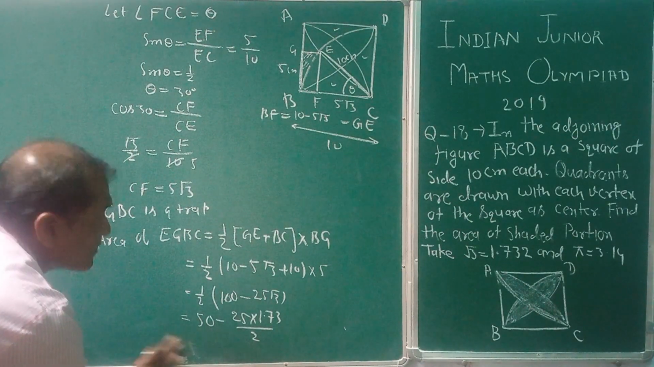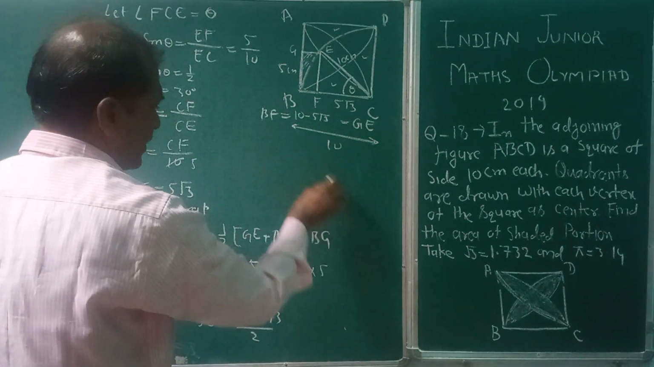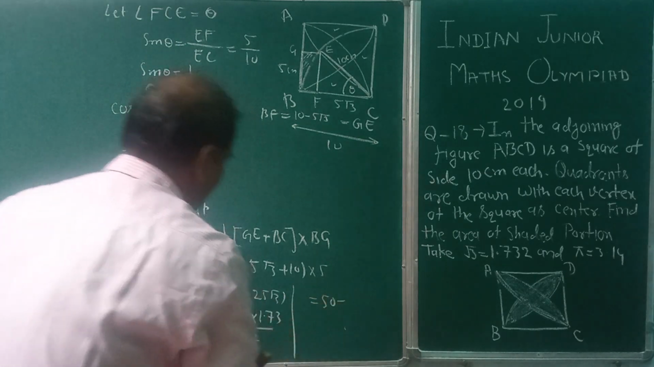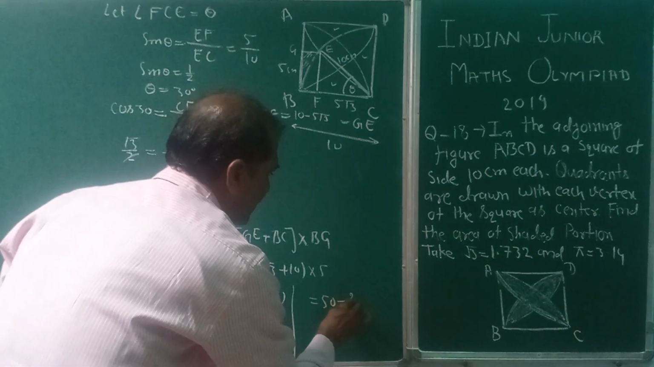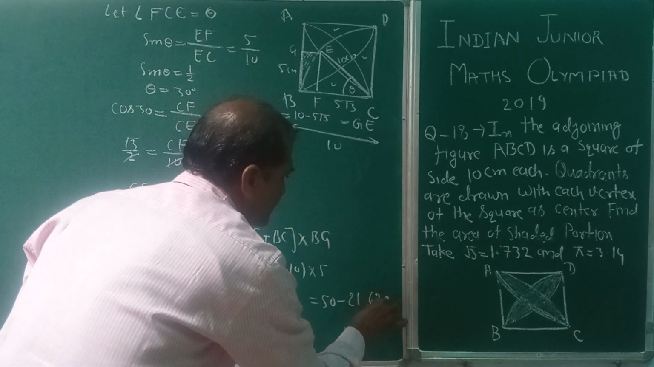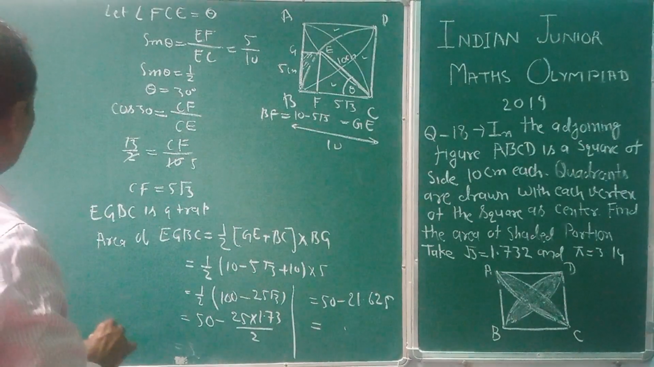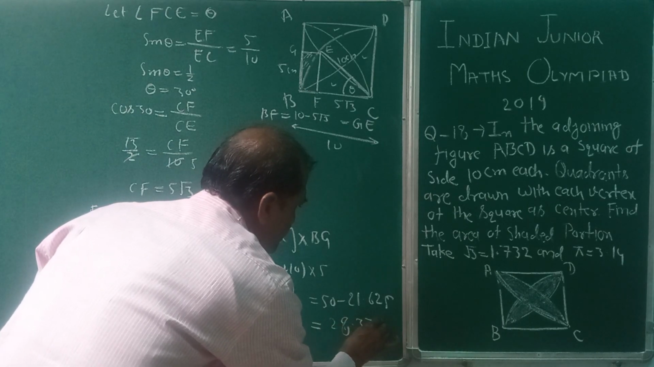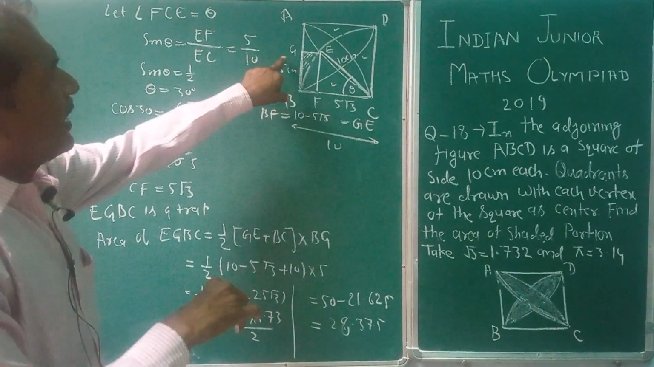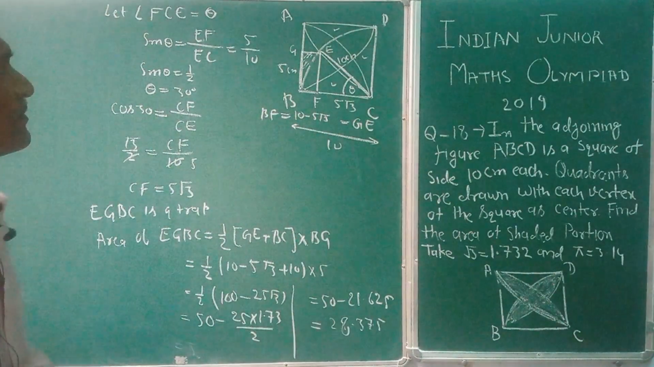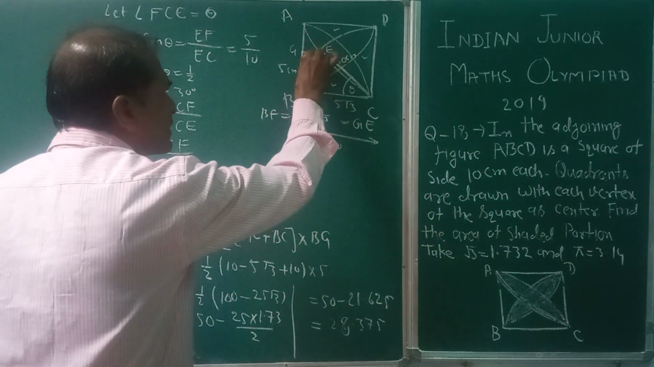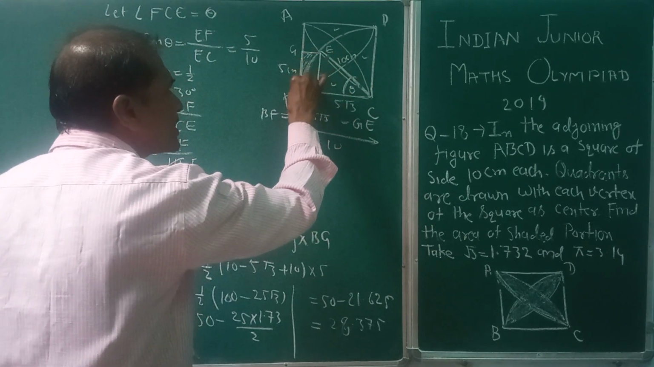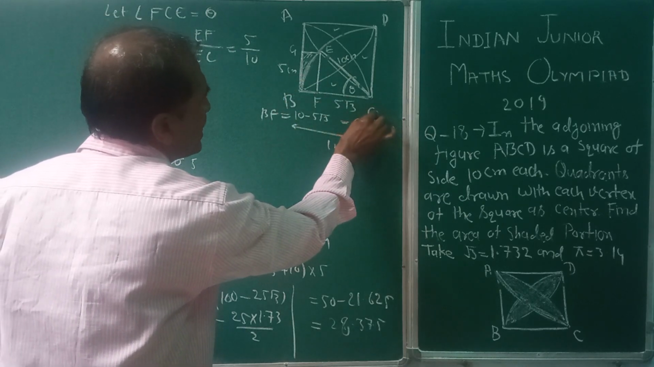So it is coming out to be 50 minus 1.73 divided by 2, which will be 21.625, and on subtracting this from 50 we will get 28.375. We have calculated the area of this trapezium. Now look, this angle is 30 degree. We shall calculate the area of this part, meaning BCEB.